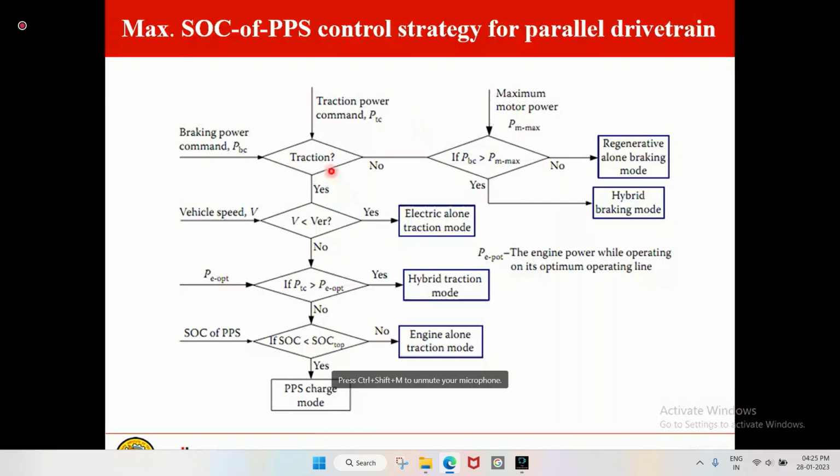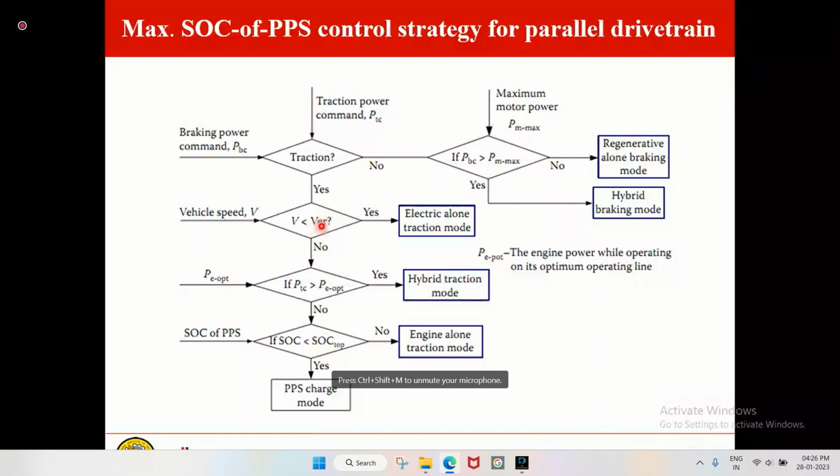So parallel means we are using the engine so as to take up the engine loads as well. And that's why here you see the electric alone traction mode has also now come up in the picture. And that's why here we will have to take a decision, and that decision we will take depending upon the vehicle speed. So, whether the vehicle speed is less as compared to VER, where VER is a reference speed, right? So point is, up to certain RPM, the engine operation may not be economical, right?